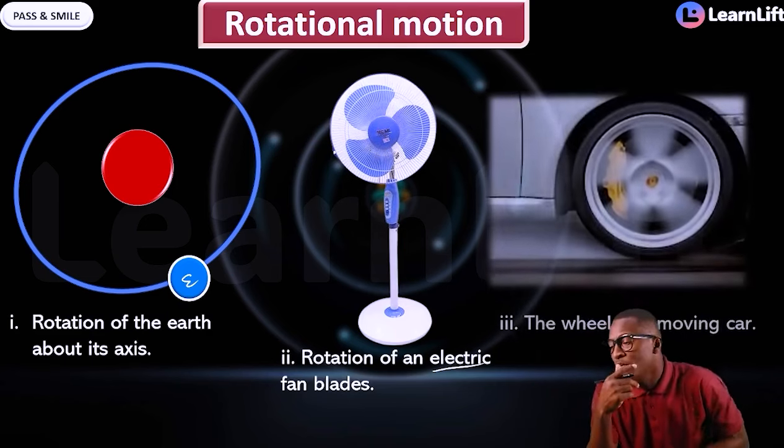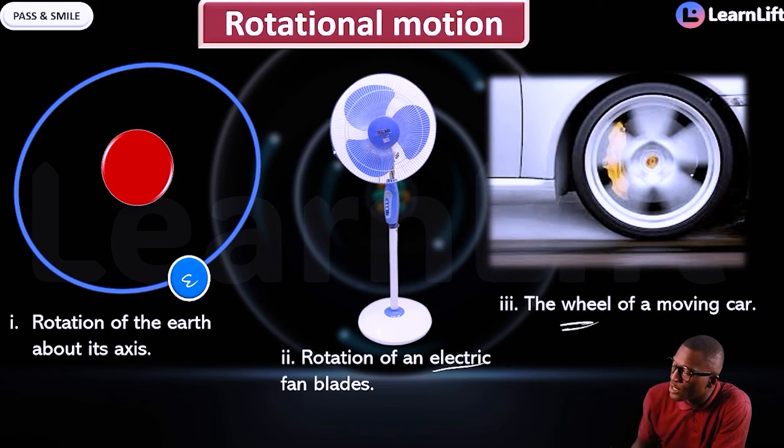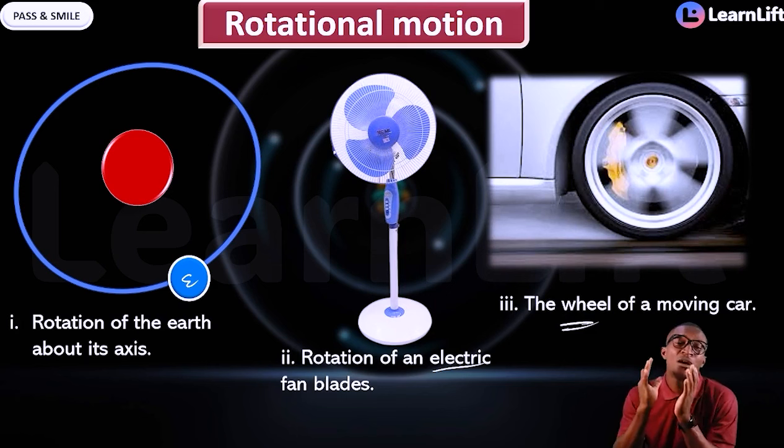Are you seeing that? And take note, this is a car wheel. You can see the car wheel moving, maintaining that circular path. These are examples of rotational motion.